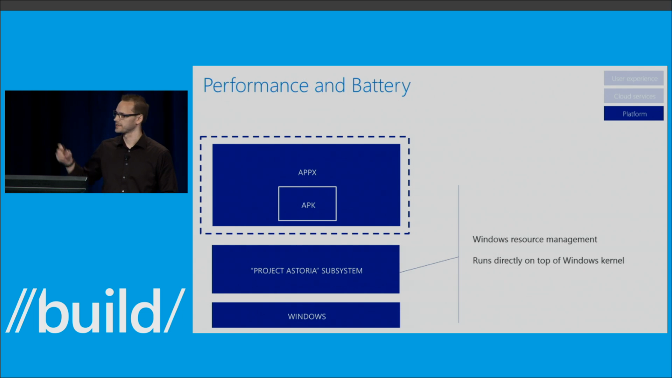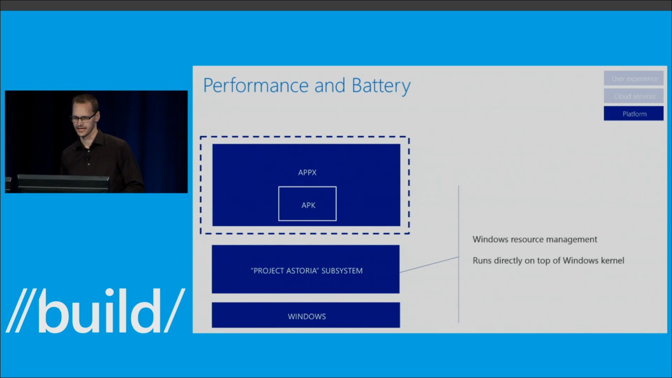So good performance and long battery life are critical to a good user experience. We get both of these from two key pieces of tech. First, we run these apps in the Universal Windows Platform container, applying the same resource management policies that we apply everywhere else. This is important for performance and battery life, but also for security, which we'll talk about next.